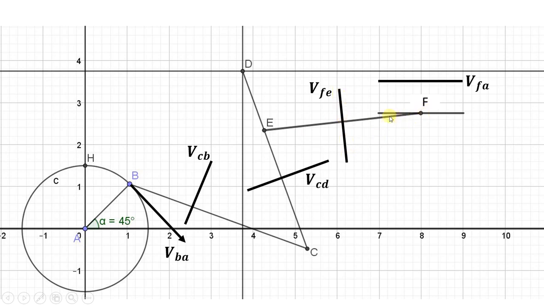Now the slider is sliding in the horizontal direction, so velocity of F with respect to A will be in the horizontal direction, and we have to find out this particular velocity. So the first vector will be VBA, whose magnitude and direction is known to us. Second will be VCB, third will be VCD, then fourth will be VFE, and the fifth vector will be VFA. We'll start with the first, second, third, fourth and fifth vectors in the next slide.